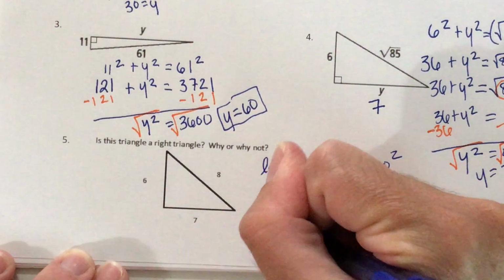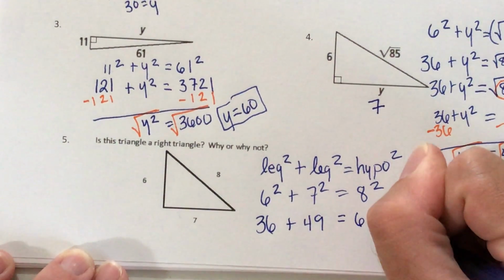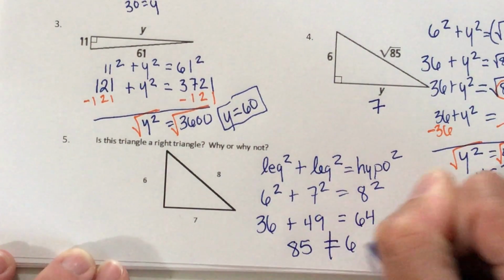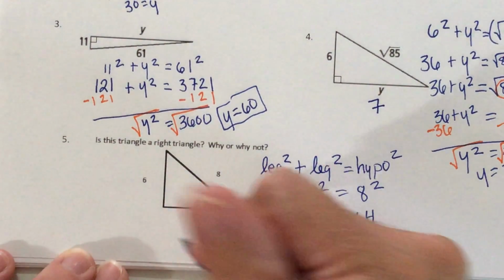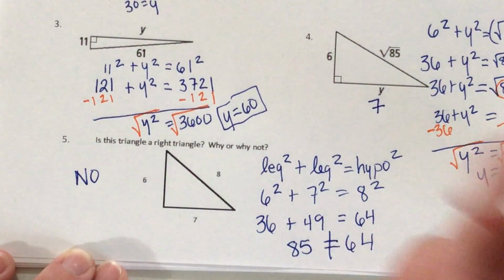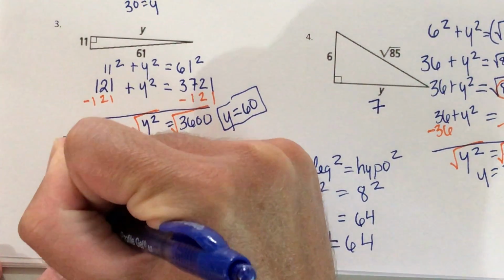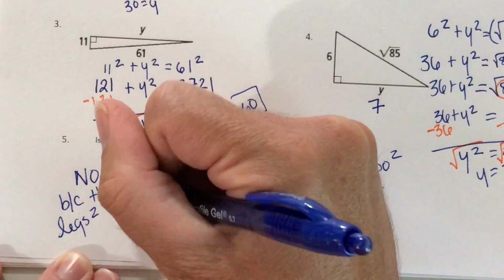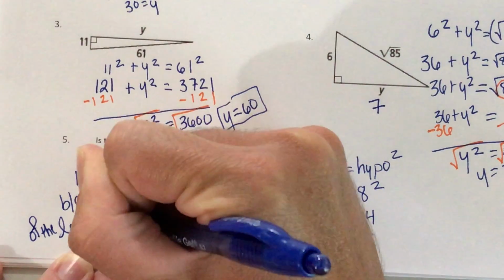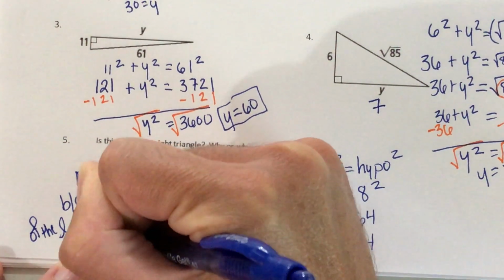6 squared is 36, 7 squared is 49, and 8 squared is 64. And 36 plus 49 is 85. 85 is not equal to 64. So the answer is no, because the sum of the legs squared is not equal to the hypotenuse squared.